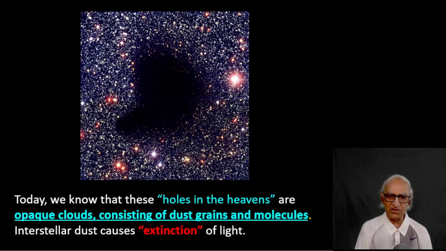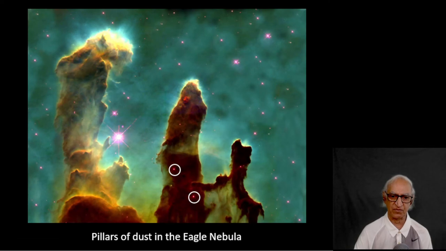Today we know that these holes in the heaven of Sir William Herschel are opaque clouds consisting of dust grains and molecules. These are known as giant molecular clouds. And the interstellar dust in these clouds causes the extinction of visible light.